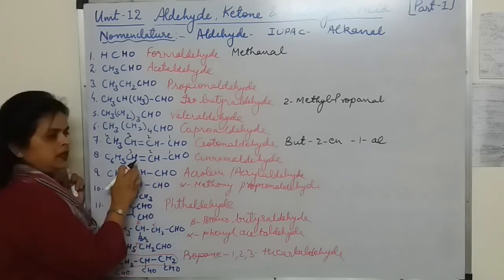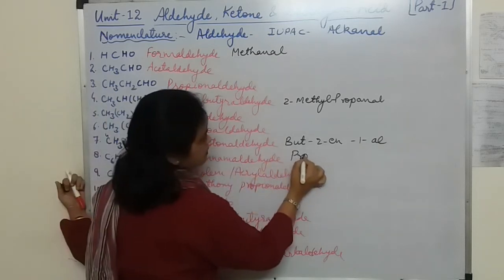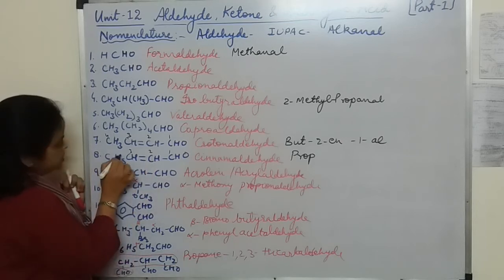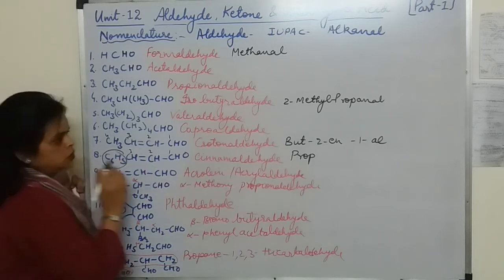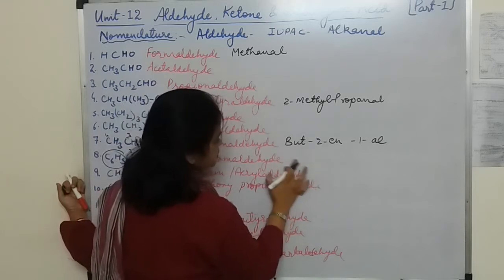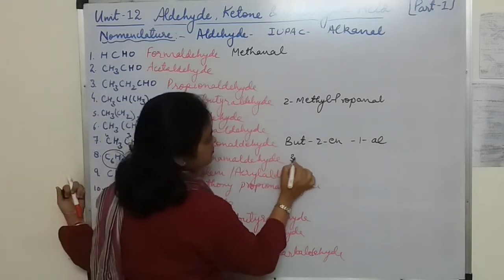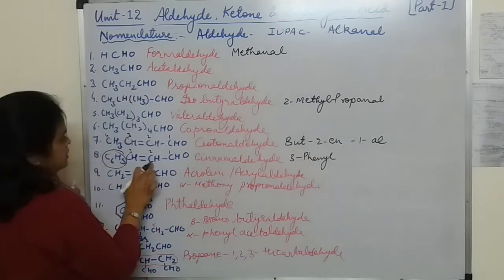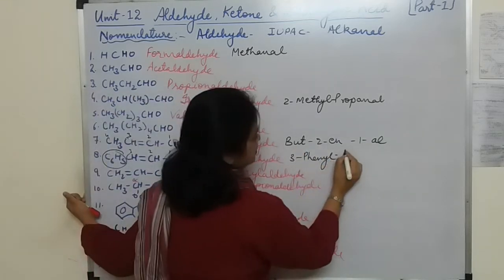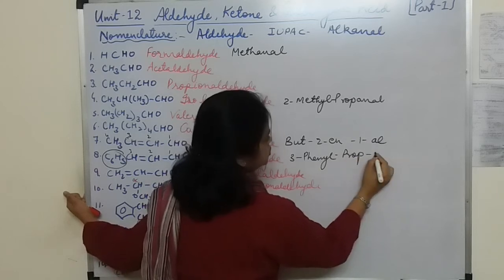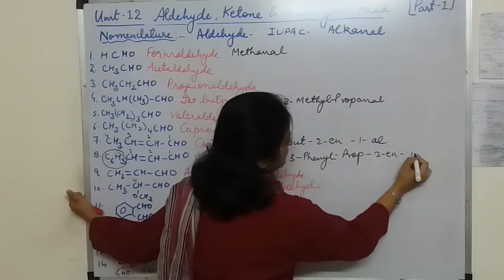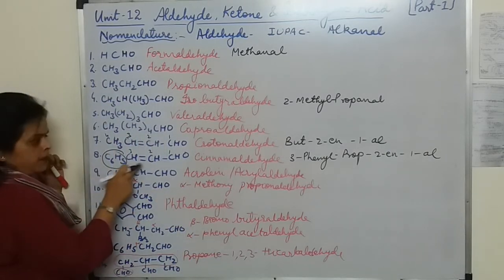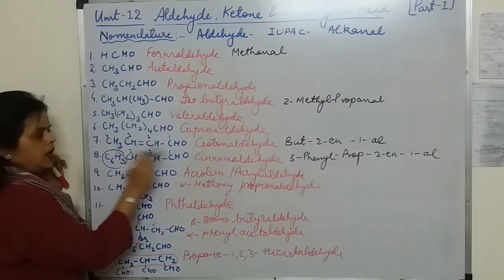Here 1, 2 and 3, so the word root will be prop. Prop-2-ene, and along with this we have one substituent also. First we write the name of the substituent, which is 3-phenyl. Then prop, then 2-ene, then 1-al. So 3-phenylprop-2-en-1-al.